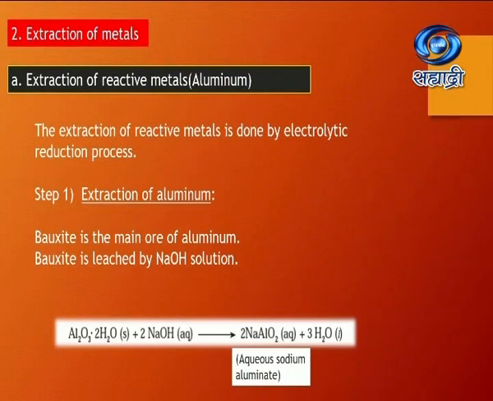Extraction of metals. Extraction of reactive metals like aluminium. Extraction of reactive metals is done by the electrolytic reduction process. Step 1. Extraction of aluminium. Bauxite is the main ore of aluminium. Bauxite is leached by NaOH solution. Reaction: Al2O3.2H2O (solid) + 2NaOH (aq) gives 2NaAlO2 (aq) + 3H2O (liquid).